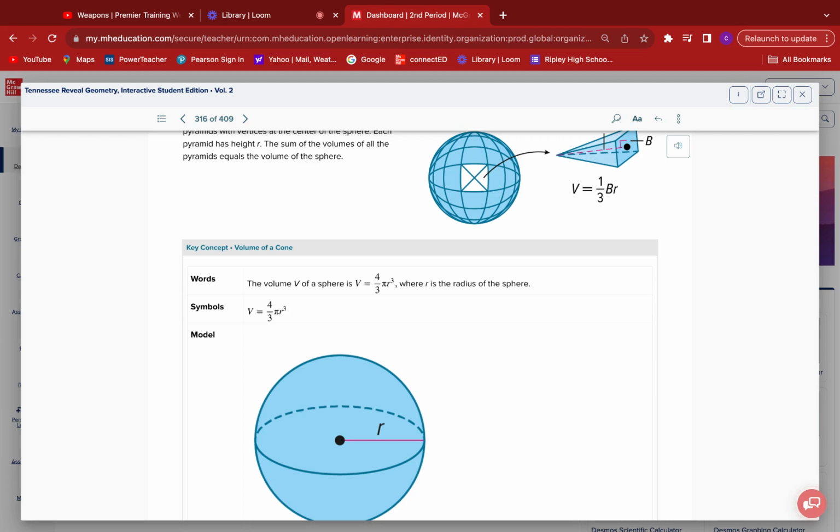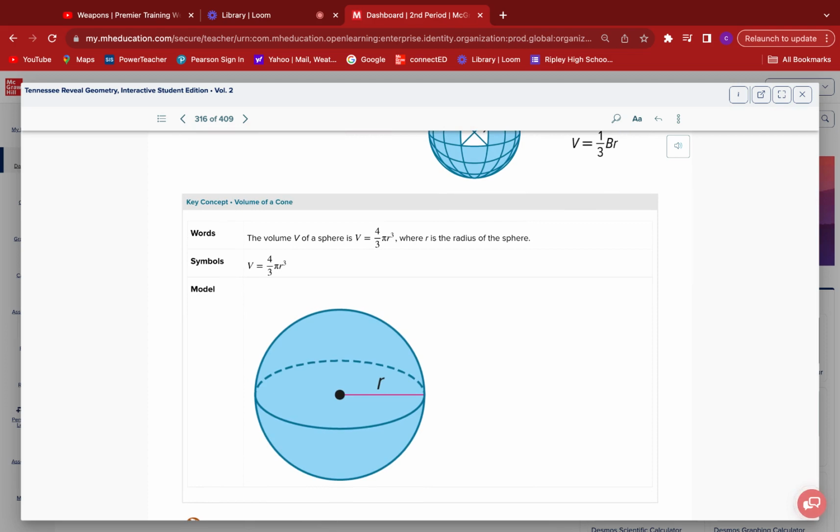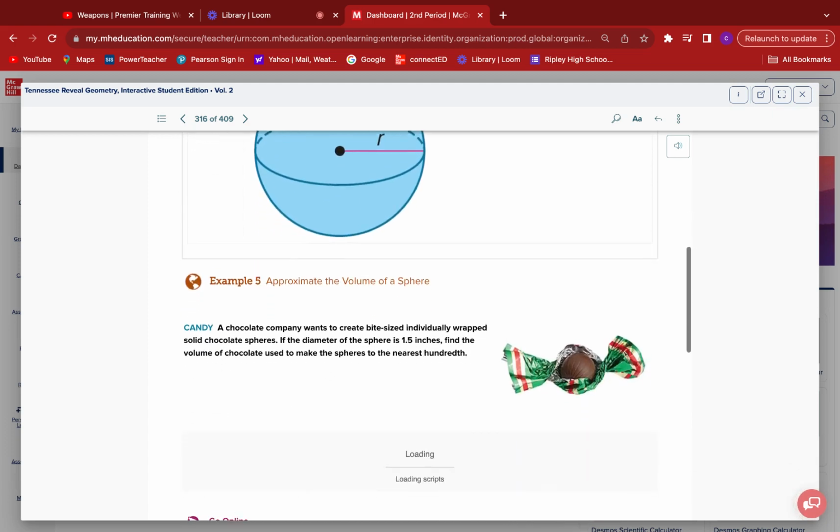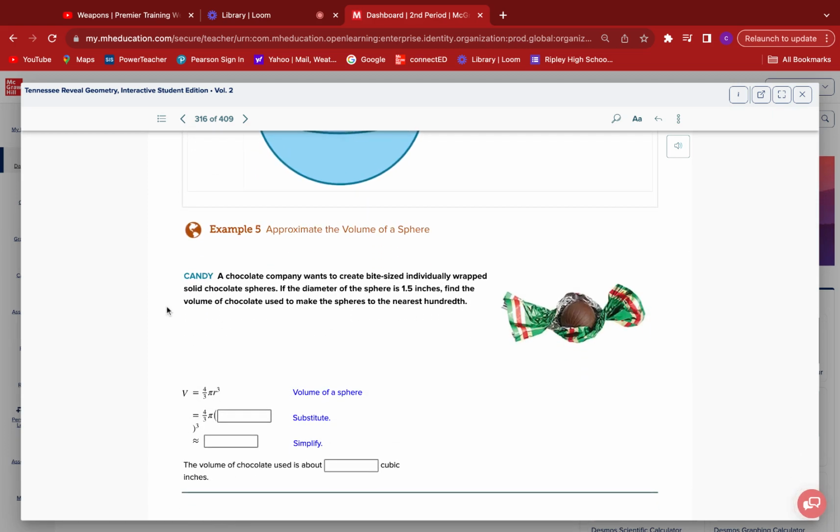So expect big numbers, students. Expect big numbers. And if you're a new teacher, expect them to not understand that it's going to be big numbers. Because anytime you cube a number, you're going to get a big number. You're multiplying it times itself 3 times. All right, so 4/3 pi r cubed, everybody. That is your formula. And we are on example number 5.